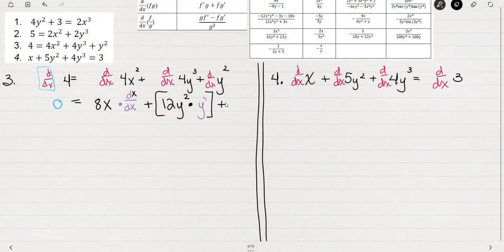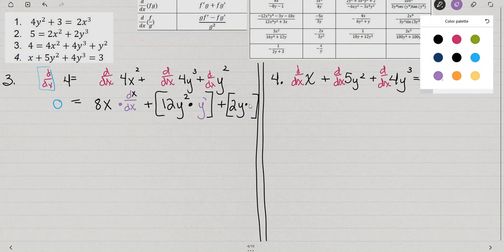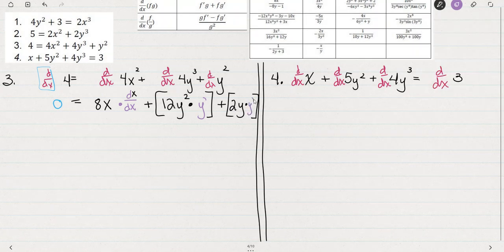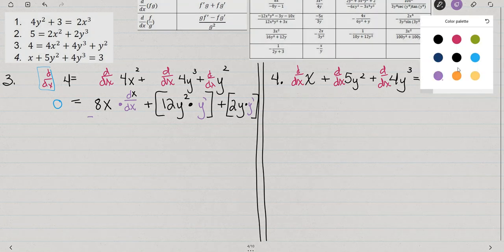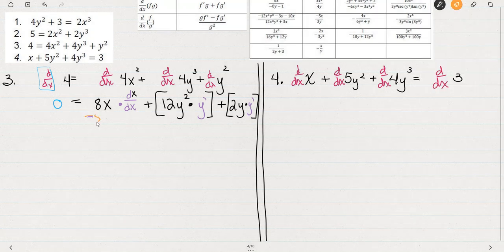Do the same thing for the y squared. The derivative of a blob squared is 2 blob, right? But then I've got to go back and make sure I've done the derivative of that blob, in this case y, so I've got this y prime. When it comes to solving for y prime, I'm going to subtract 8x from both sides, because remember that the goal is to isolate those y primes.